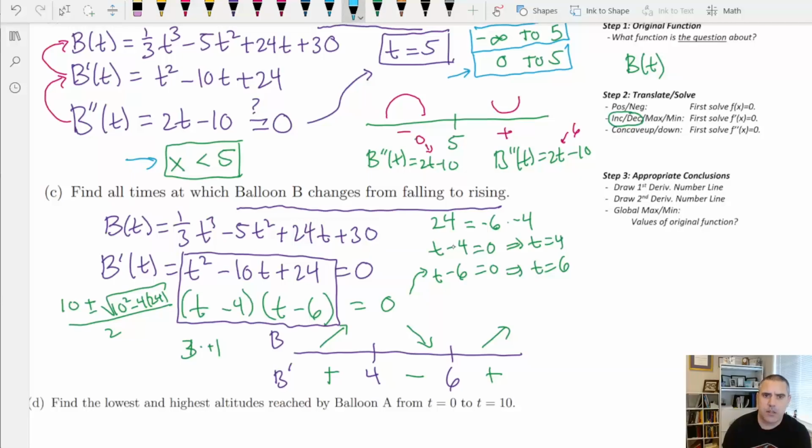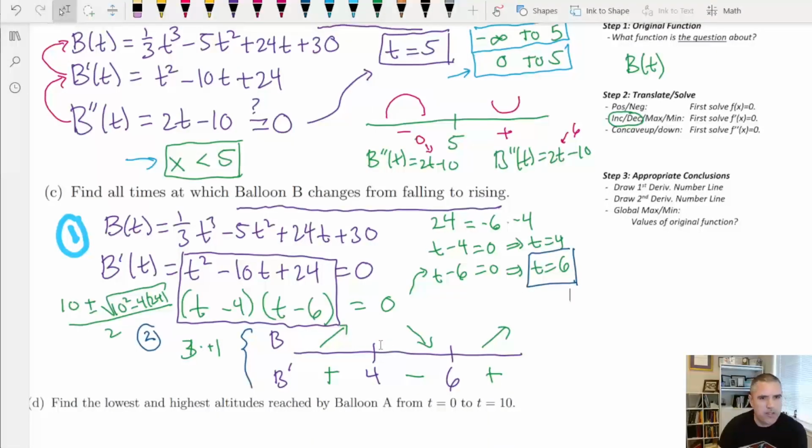The question is asking, now we're going to make conclusions. So step 1 is, what was the function about? It was about balloon B and whether it was increasing or decreasing, so we needed B and its derivative. Step 2 was to solve and translate and do this analysis. Step 3 is to do conclusions, and that was part of this analysis. When does it change from falling to rising? This is why I really like these arrows, because they make it easier for me to see. It changes from falling to rising at 6. That's the only answer.